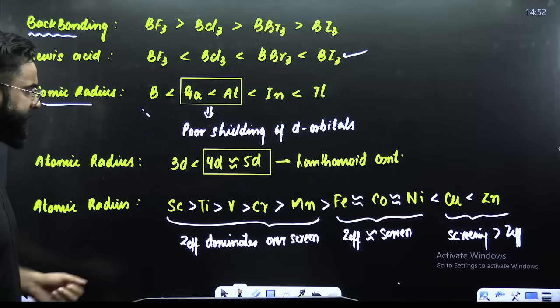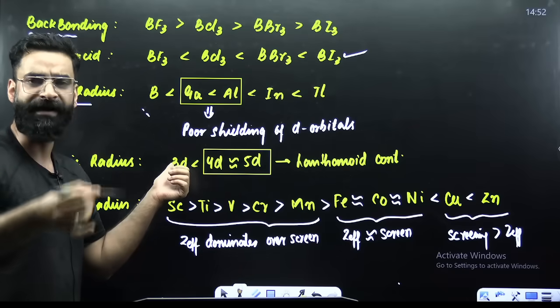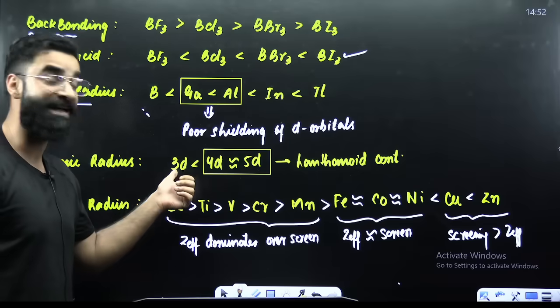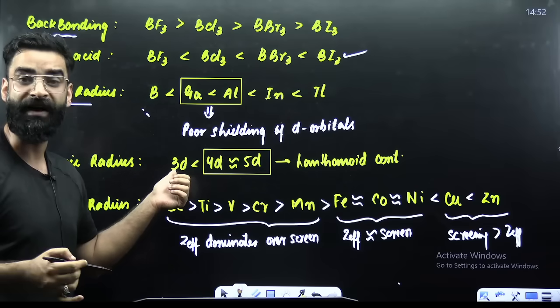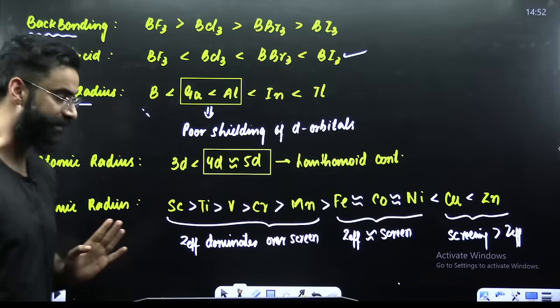Now, again, the atomic radius order. Remember, from 3d to 4d, 4d to 5d, down the group, size should increase. So 3d elements have lesser size than 4d and 5d. But remember, 4d and 5d have almost equal size because of the lanthanide contraction.